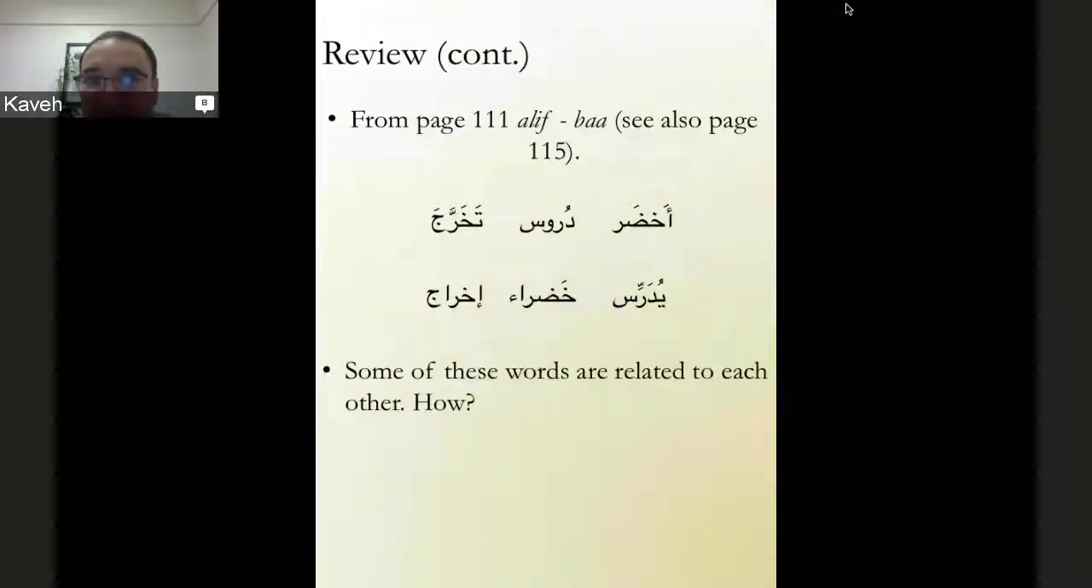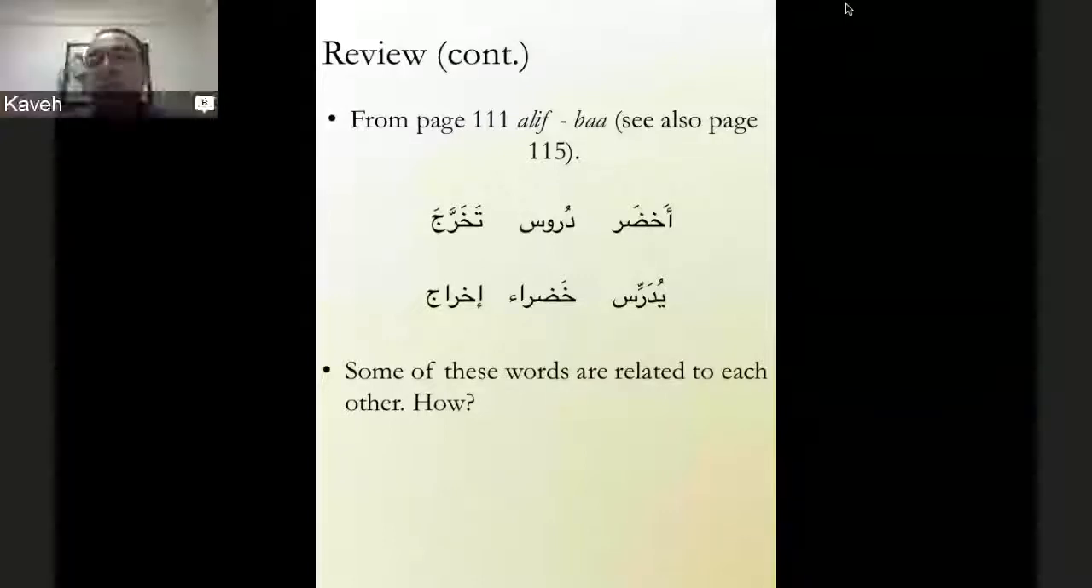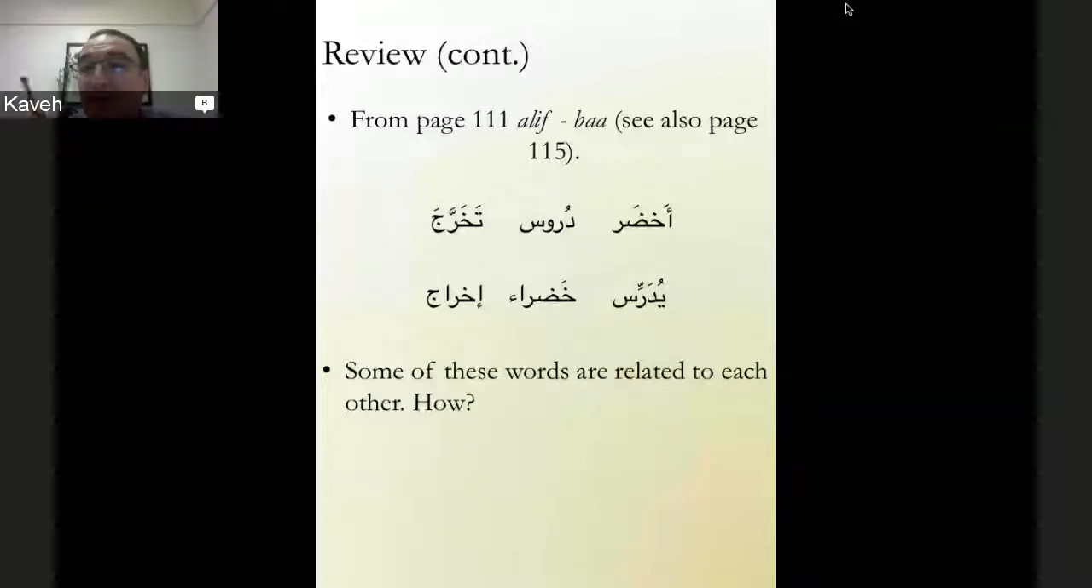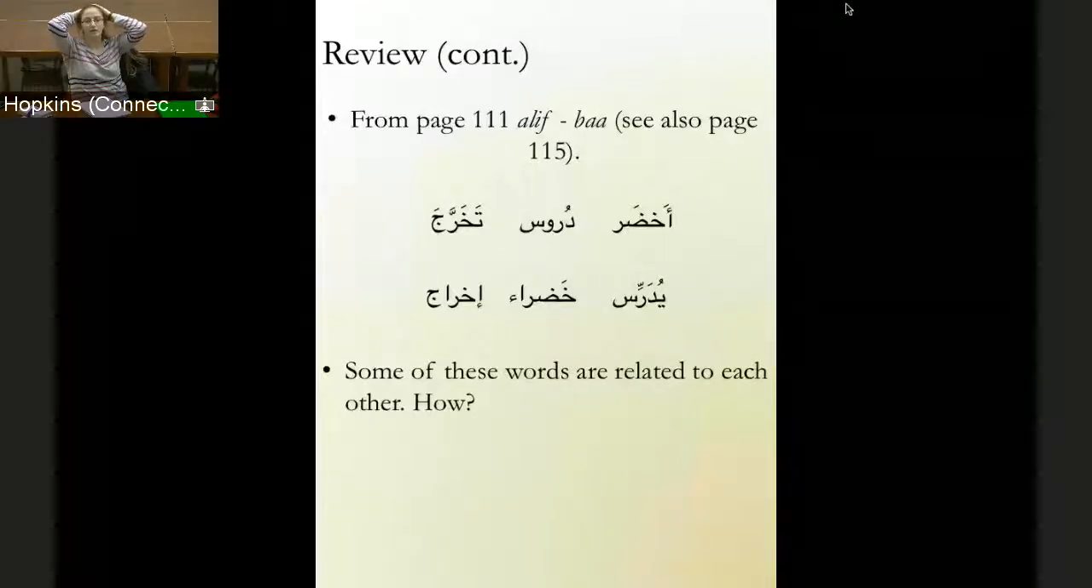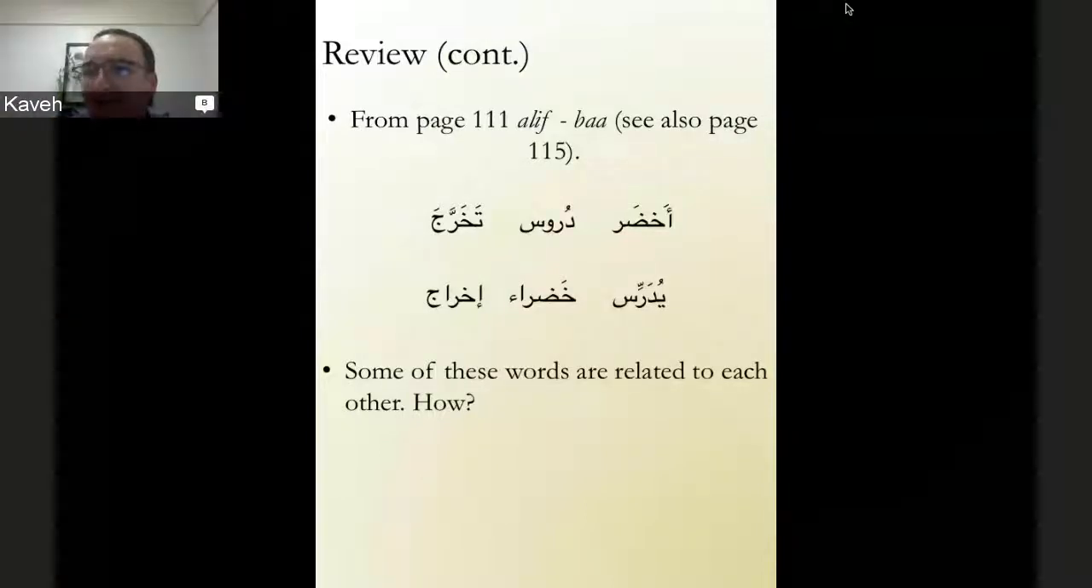Yudarisu or yudaris, aren't those both related to teaching? To teach? They are, yeah. Yes, yudaris, he is teaching. But what does durus mean? Is that to learn? Durus is a noun. Durus is a plural noun. Oh, okay, so it's classes. Yes, classes, or more properly lessons, right? Lessons. Durus and yudaris are also related, just like akhdar and khadra are related, right?